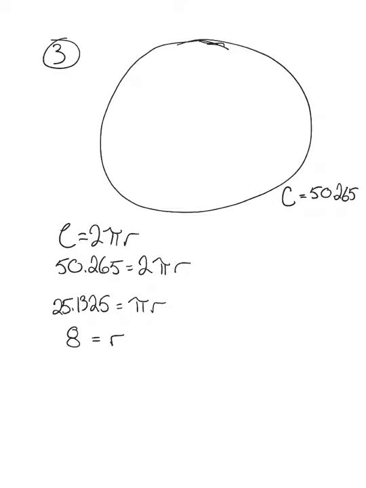Now, since we have found the radius, we can still find the area, which is pi r squared, which equals 64 pi.